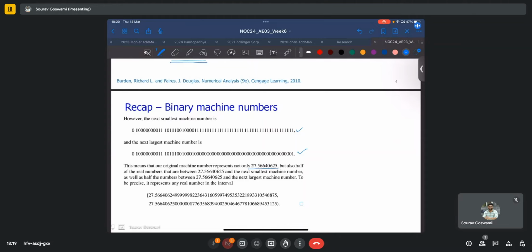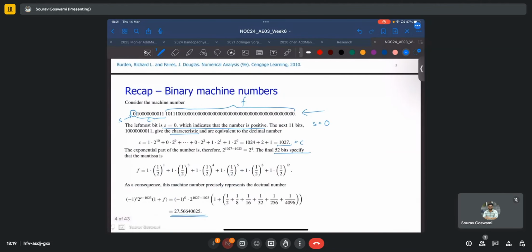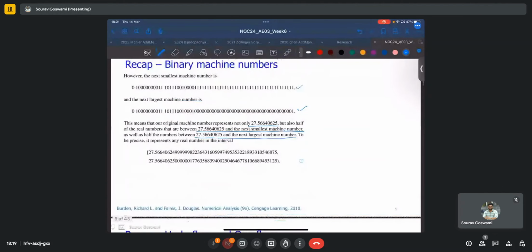What this entails is that our original number does not only represent 27.5664065, but also half of the real numbers that are between this and the next smallest machine number, as well as half of the numbers between this and the next largest machine number. That is, our resolution is really limited to these discrete values between our exact machine number, the next smallest, and the next largest. We are not able to really resolve numbers in between. Thus, this binary code right here is actually a representation of any real number in this closed interval.